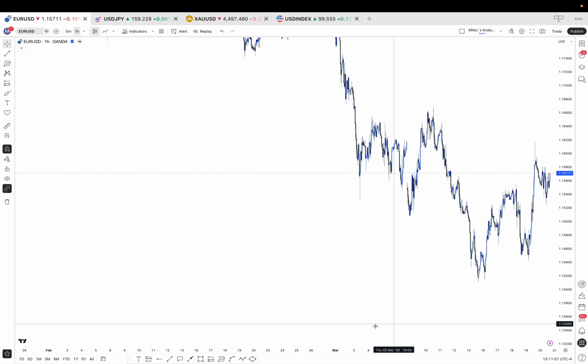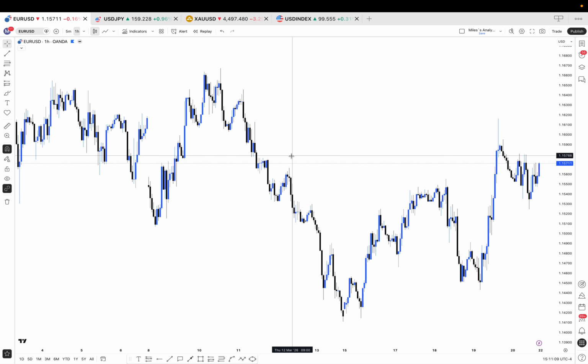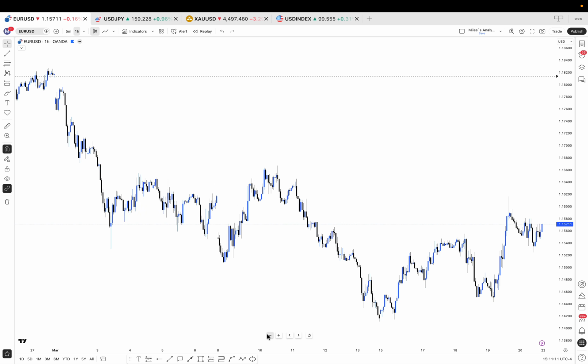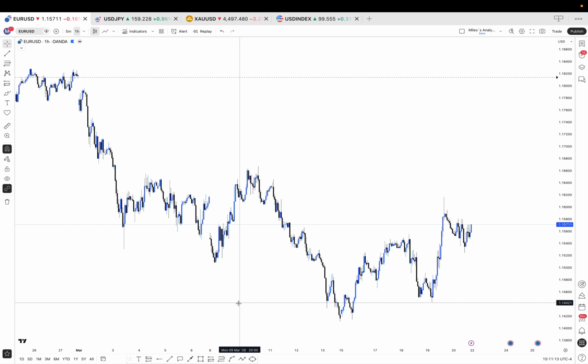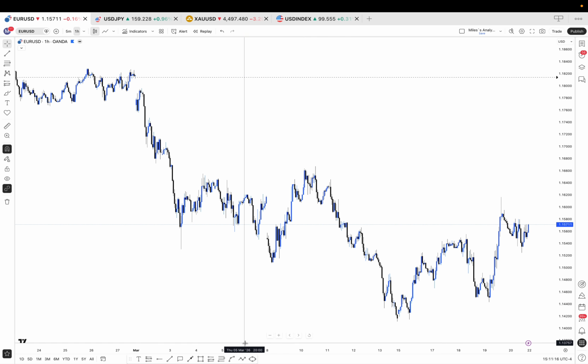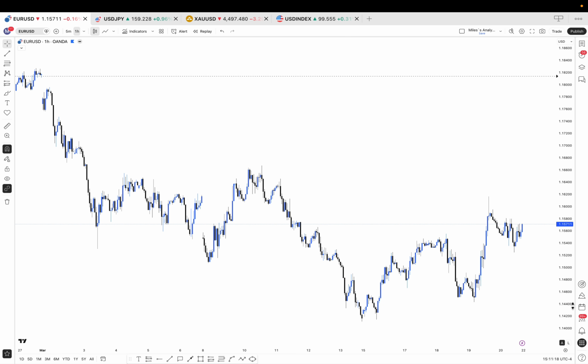So yeah, let's get right into it. On the EURUSD, on the 1 hour time frame, we can see that price is currently bearish. But just to get clarity, I'll do a structure analysis.